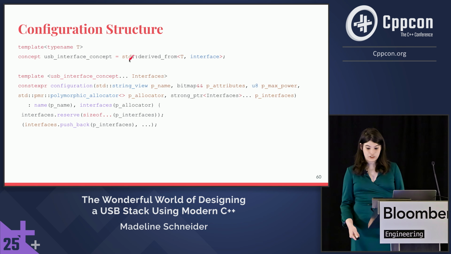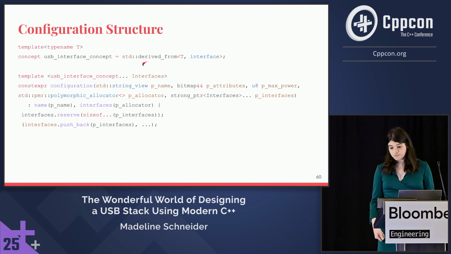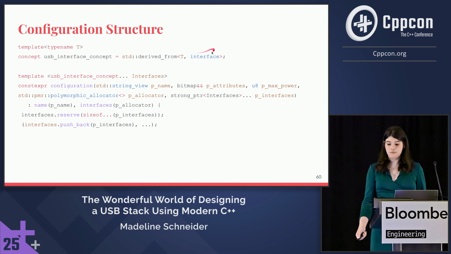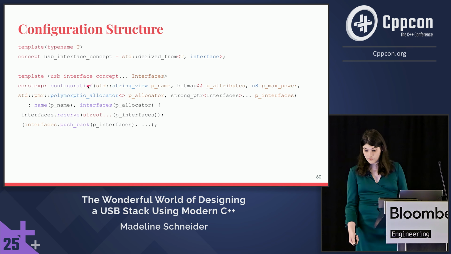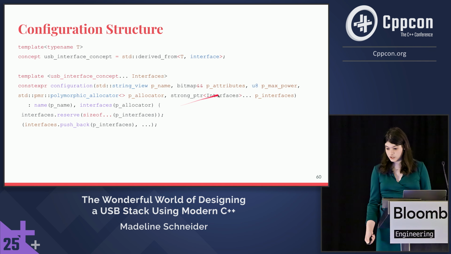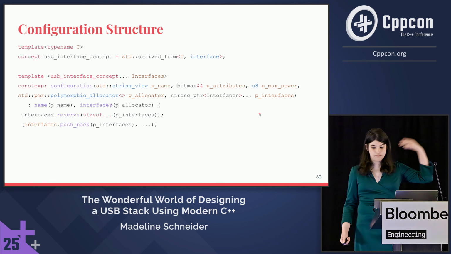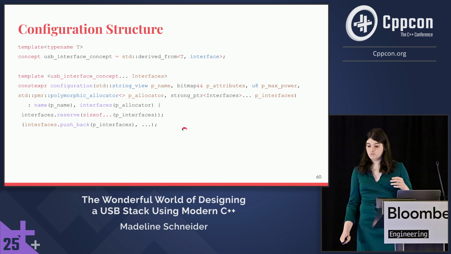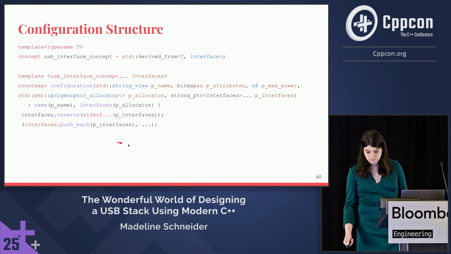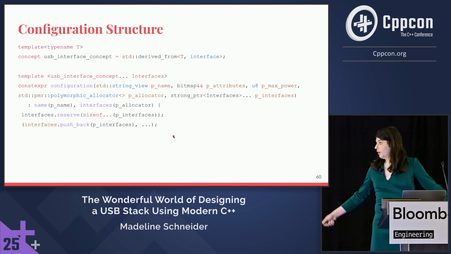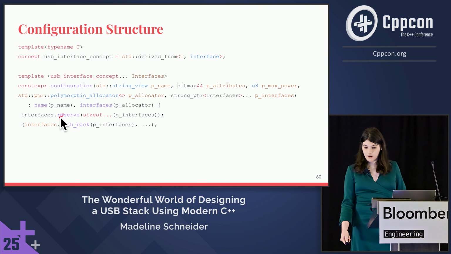You have a concept basically constraining the type of variadic arguments that can be passed here. It has to be derived from the interface base class. And then of course we have our variadic arguments. You pass in your other information, and then you pass in a strong pointer to each interface. Remember, we manage everything using reference counting. And then, well, that's great. We all know all of this at compile time. We can reserve how much data we need.